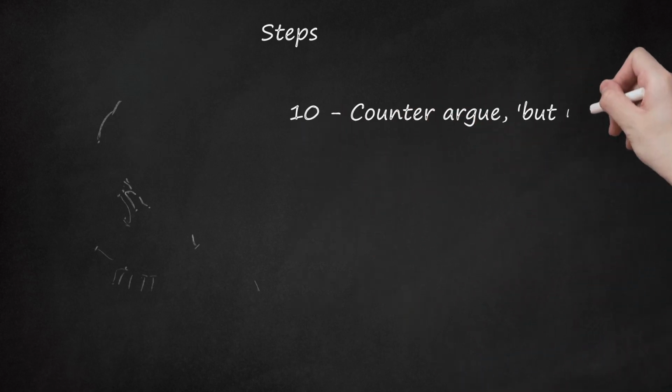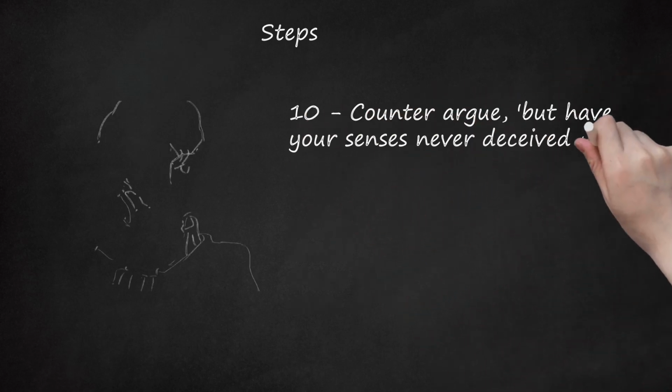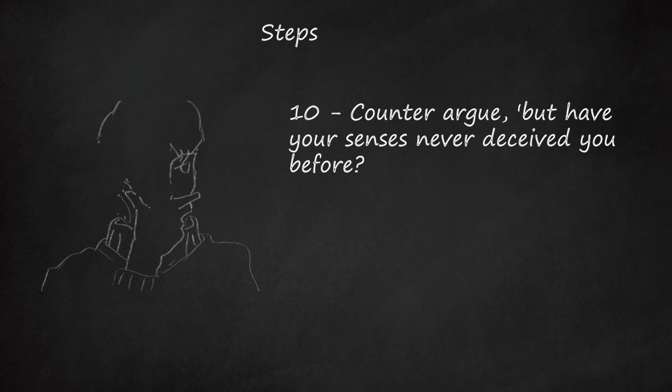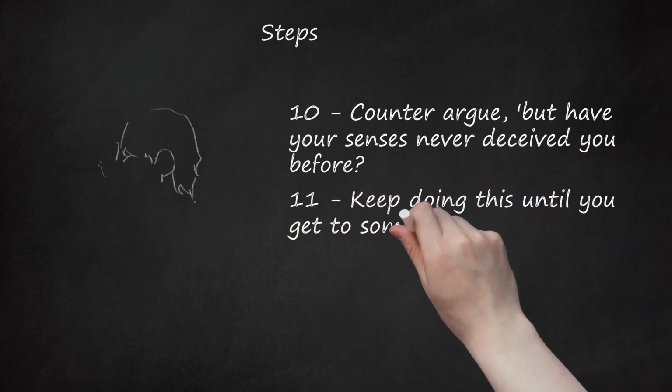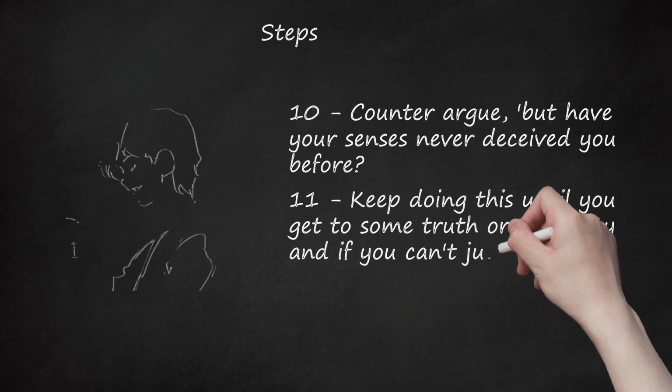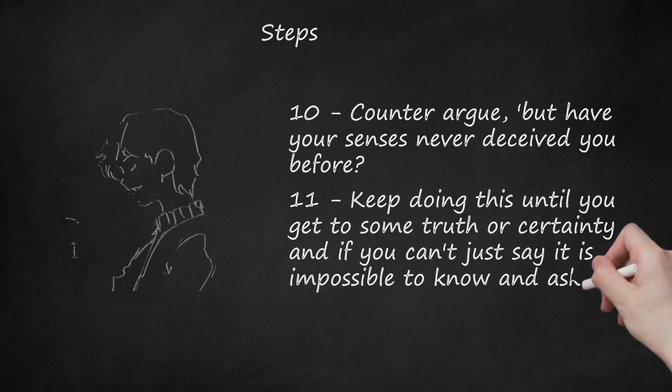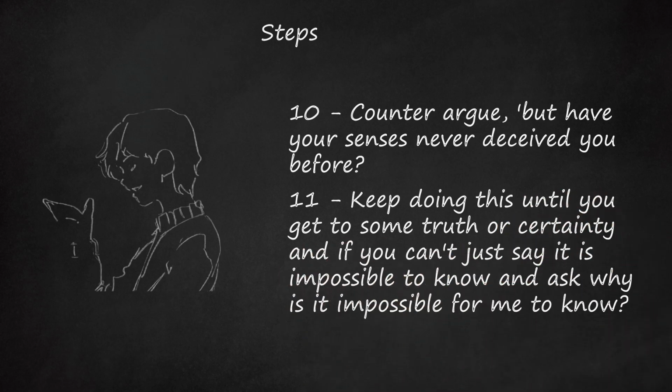10. Counter-argue: "But have your senses never deceived you before?" Counter-arguing will help break down the philosophy or narrow down the possible answers there could be. 11. Keep doing this until you get to some truth or certainty, and if you can't, just say it is impossible to know and ask, why is it impossible for me to know?